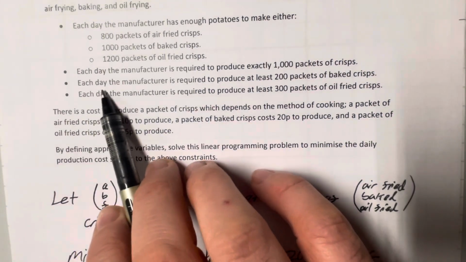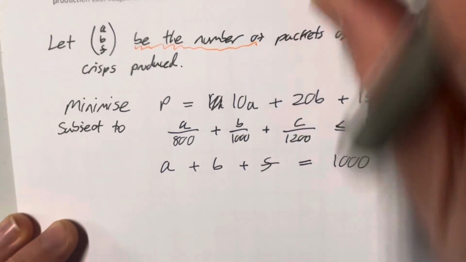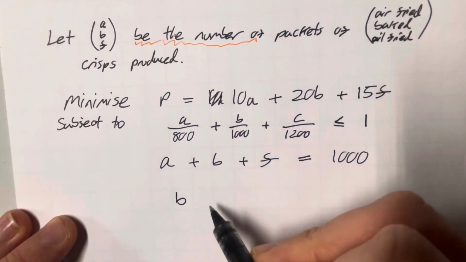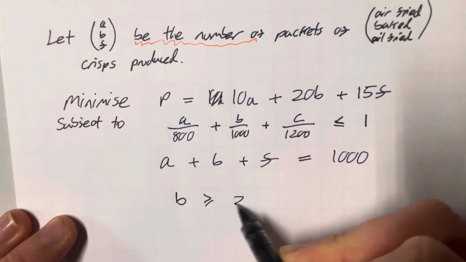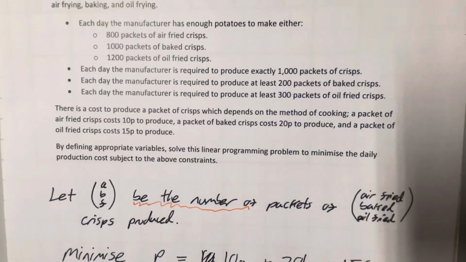Third bullet point, each day the manufacturer is required to produce at least 200 packets of baked crisps. So we require the number of baked crisps, which I've defined as being B, must be greater than or equal to 200. And then the bottom constraint is very similar.